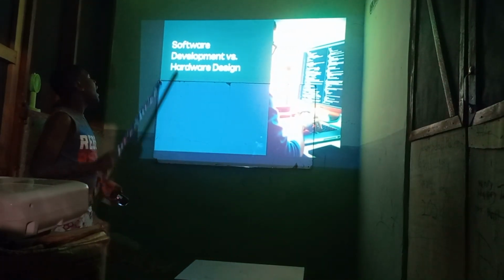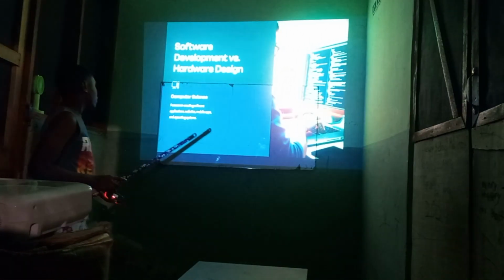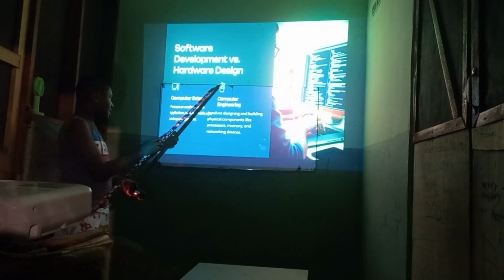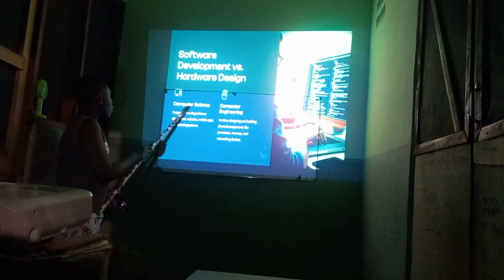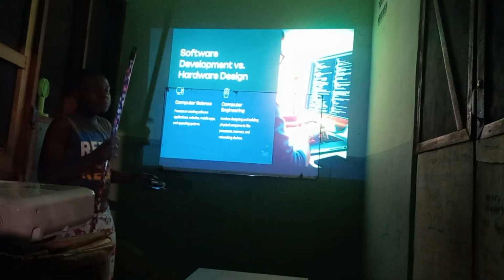Software development versus hardware design. The reason there's a versus here is that we are comparing the two to see their difference. So computer science is basically software. It deals with the software aspect of computers, and computer engineering is building processes.